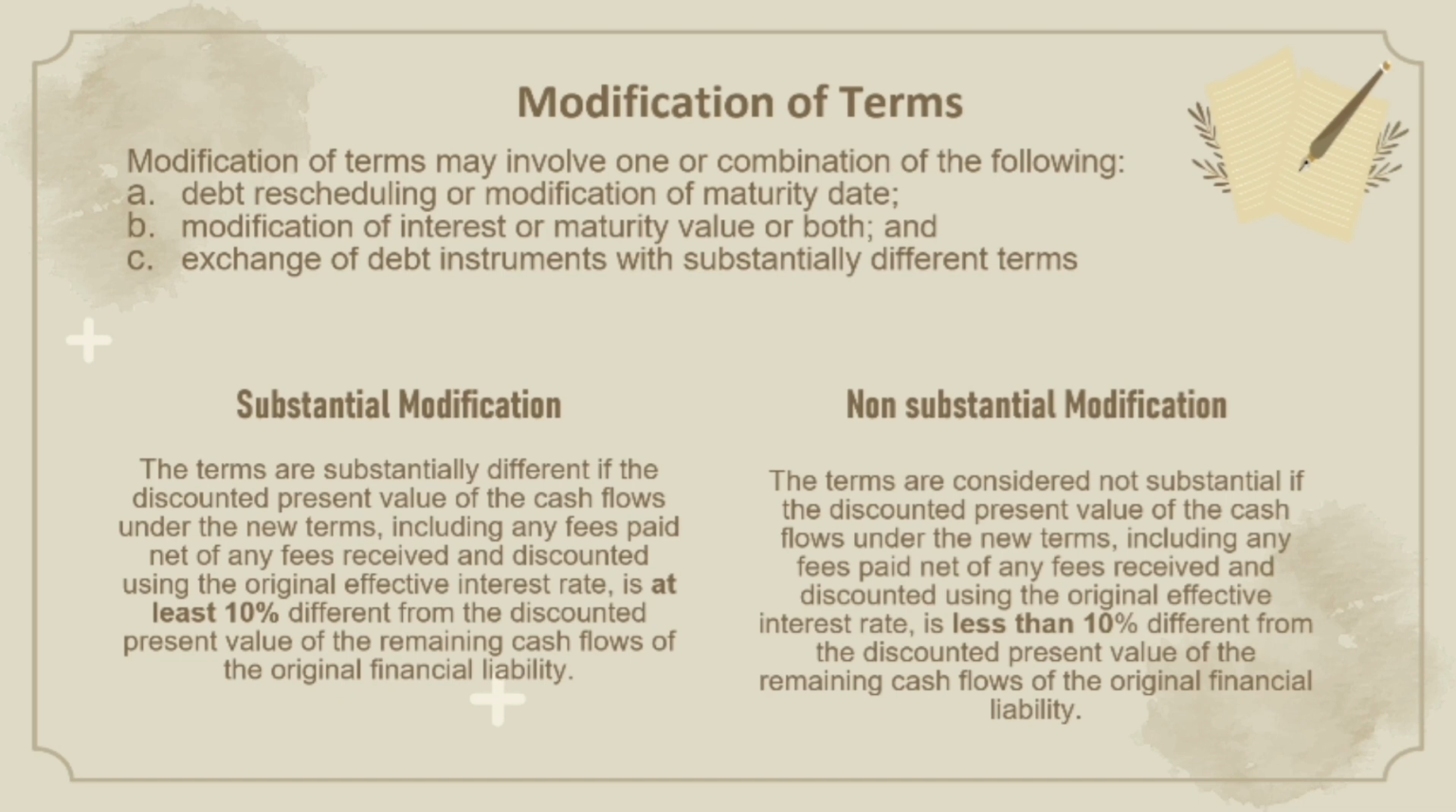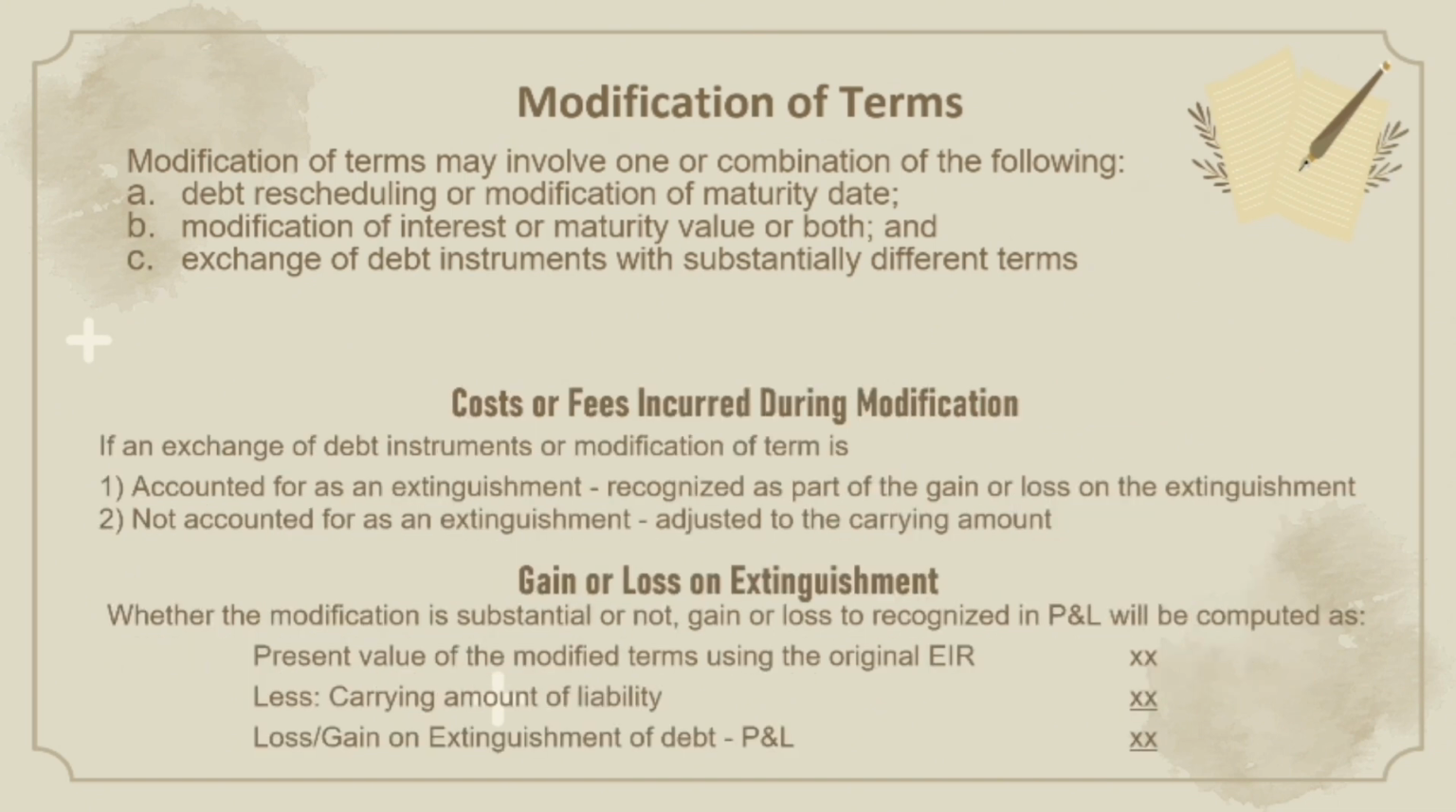While for non-substantial modification, the terms are considered non-substantial if the discounted present value of the cash flows under the new terms, including any fees paid net of any fees received and discounted using the original effective interest rate, is less than 10% different from the discounted present value of the remaining cash flows of the original financial liability. Costs or fees incurred during modification.